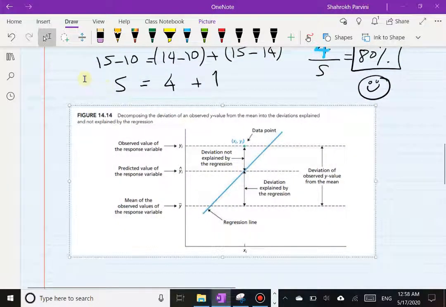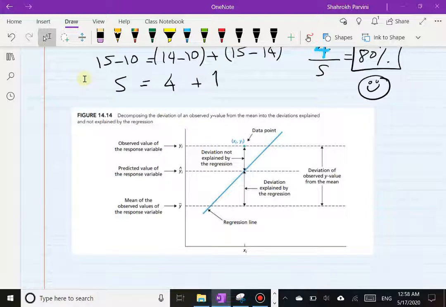What the book has done is generalize the idea that I have. Instead of y1, y2, they're using the general y hat. See here, we're looking at x sub i. This is for the ith observation. This is the actual data point up here, highlighted. And then what you see on the regression line is actually right there.